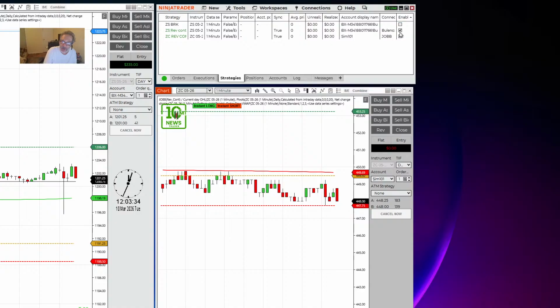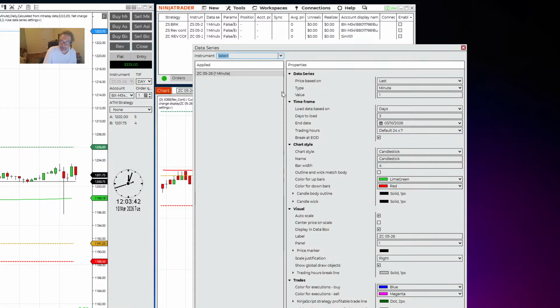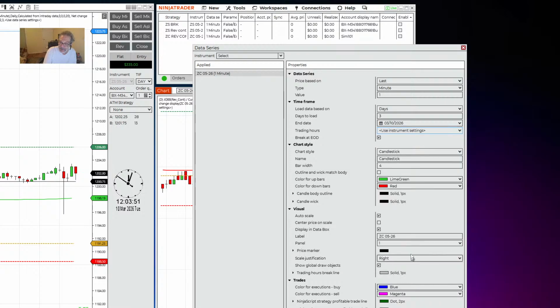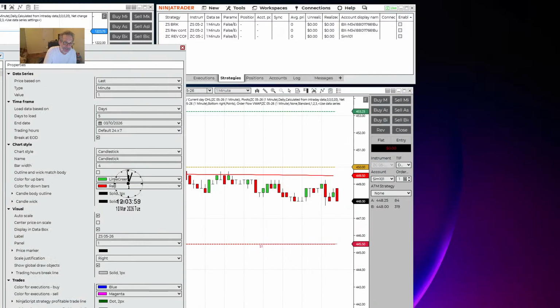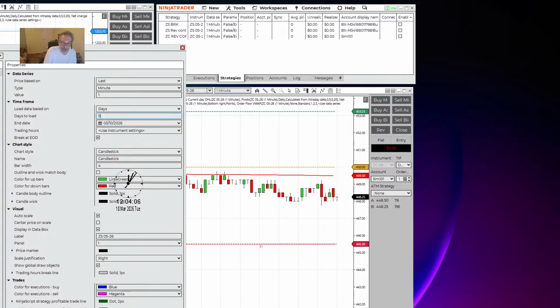Turn everything off and go back to right-click the chart, data series, time frame, trading hours, back to use default settings. All right? Use instrument settings. Apply and OK. Get your pivots and everything back to normal. Right-click both charts, data series, trading hours, use instrument settings. I only load 3 days of data. That's all I need.